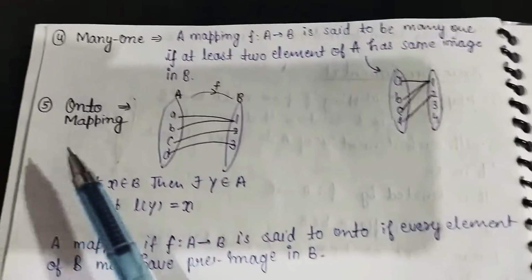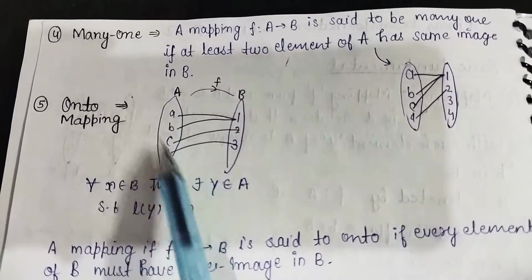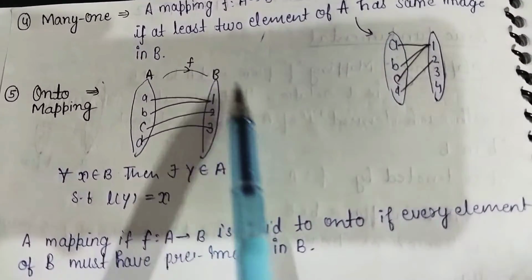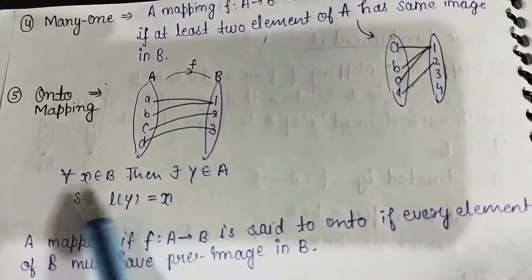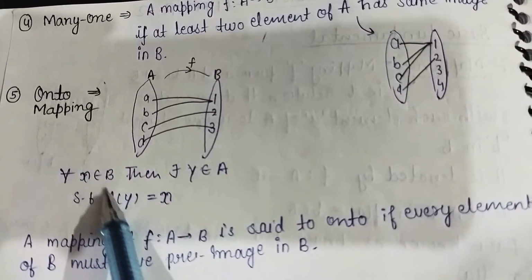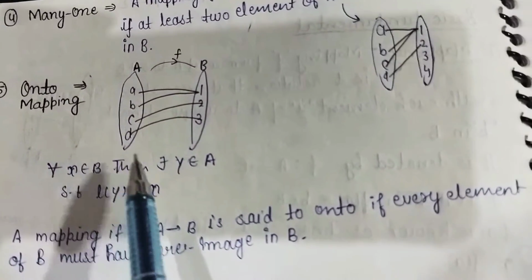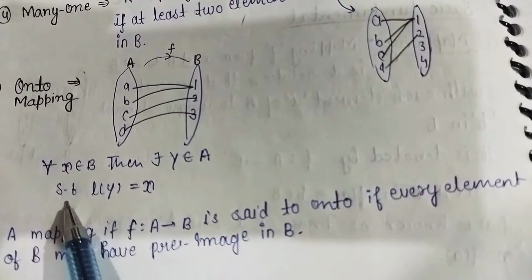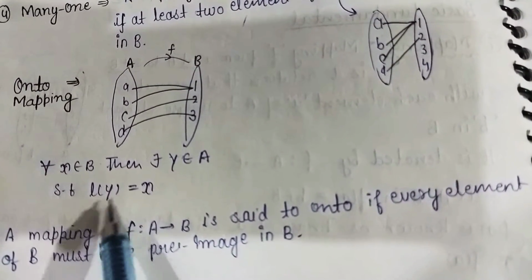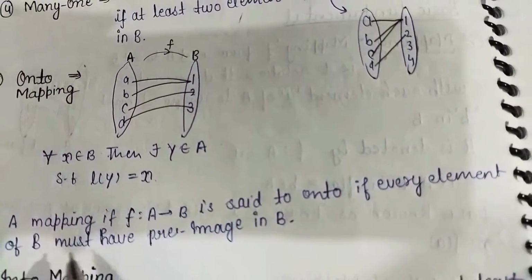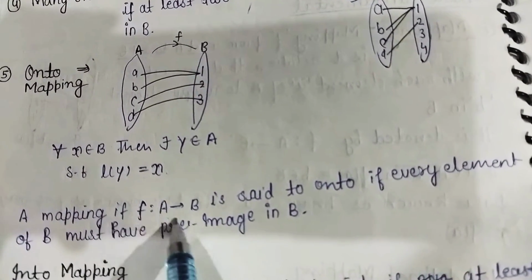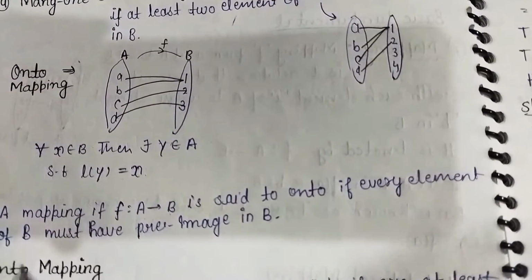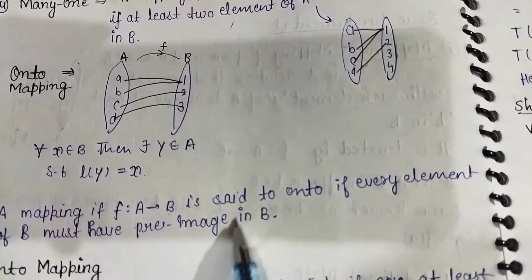Now the fifth one is onto mapping. That means for set A, the relation given by F, to set B: for all elements x belonging to set B, there exists y belonging to set A such that F(y) = x. A mapping F: A → B is said to be onto if every element of B has a pre-image in A.